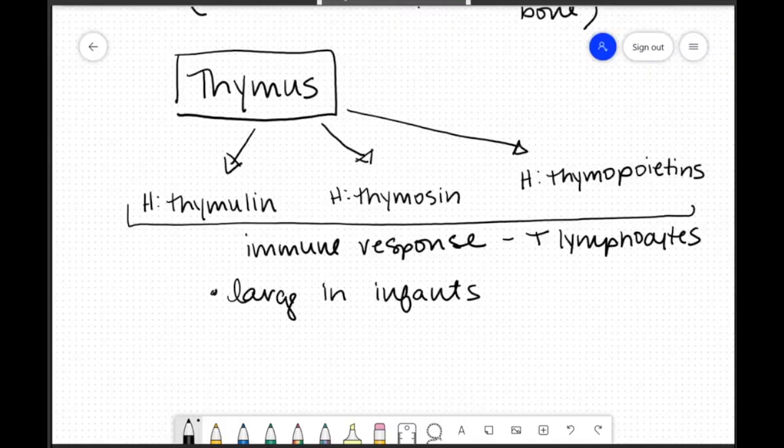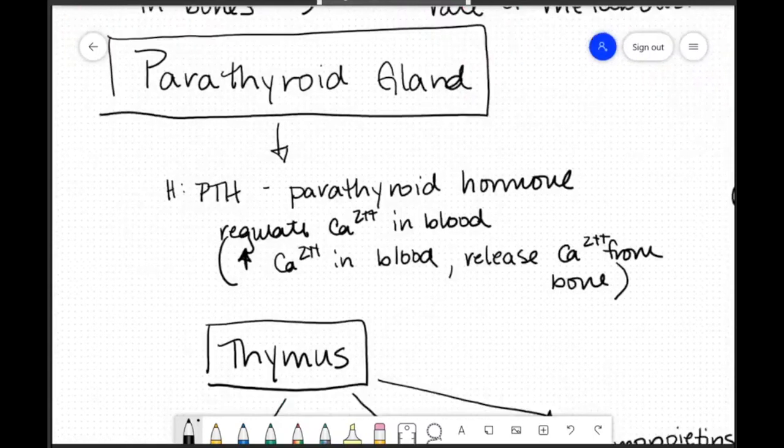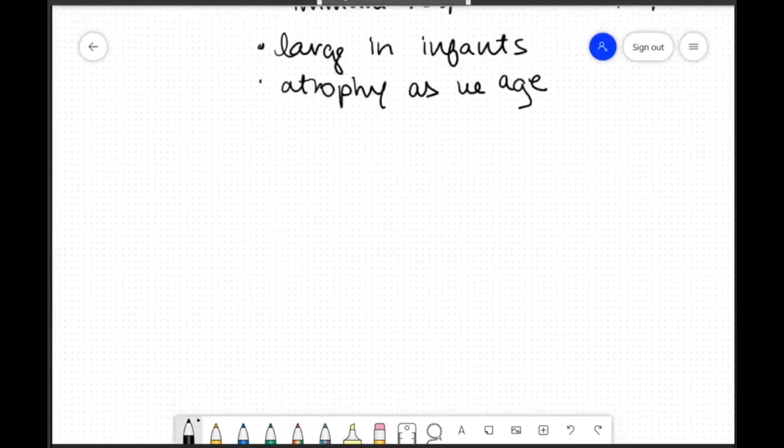But then as we age, it will actually atrophy and it will get smaller as we age because we don't necessarily need such a large thymus gland and immune response anymore because our body has built up its own immune memory. So that's just an interesting fun fact about the thymus. The younger you are, the larger it is. The older you are, it actually atrophies with age. Okay, so we've gotten pineal, thyroid, parathyroid, and the thymus gland. So the next one we're going to talk about is our pancreas.